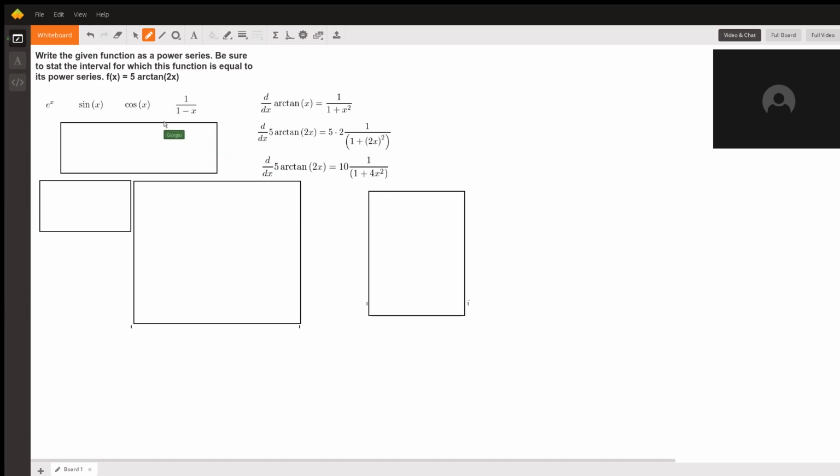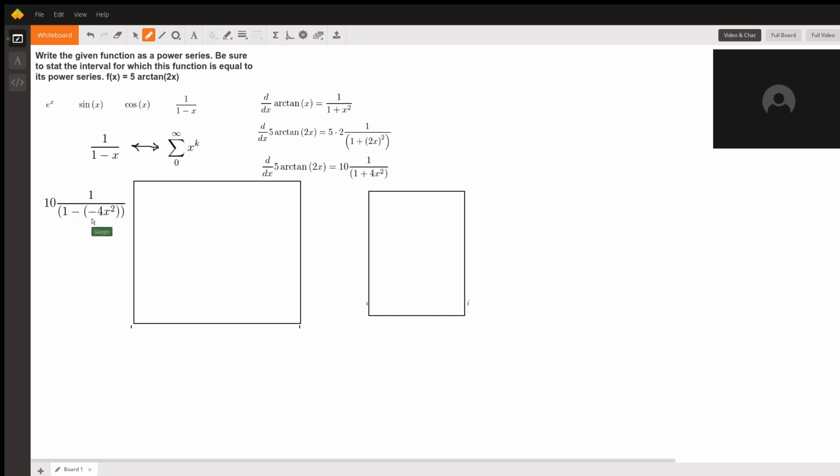So we know that the power series for 1 over 1 minus x is this sum of x to the k. So now we want to rewrite this derivative to look more like 1 over 1 minus x. So to do that, we factor out a negative sign on the bottom. So we have that 1 minus something in here. And then the 10 just stays out in front as a constant.